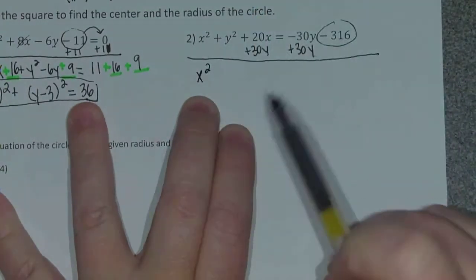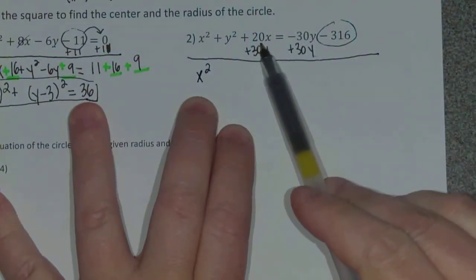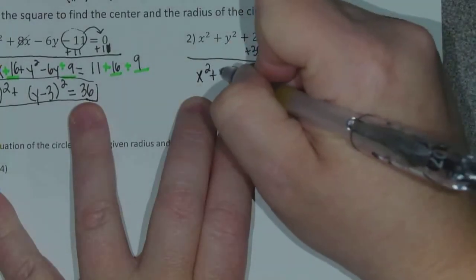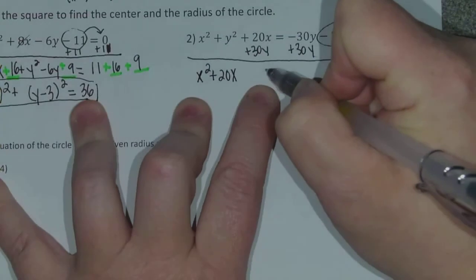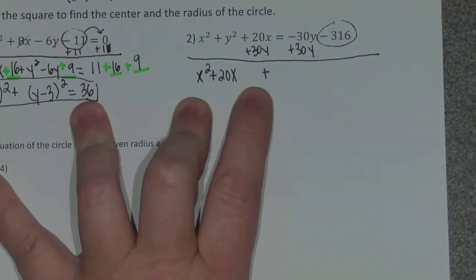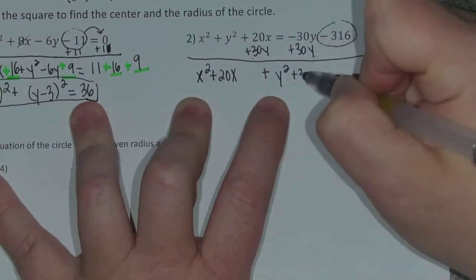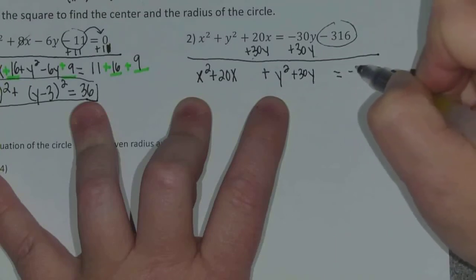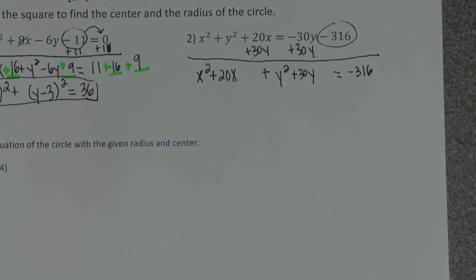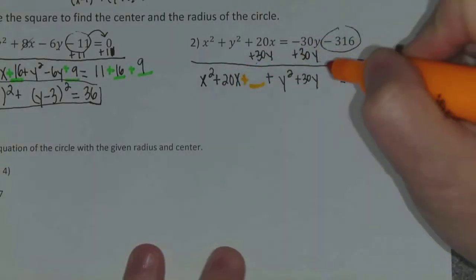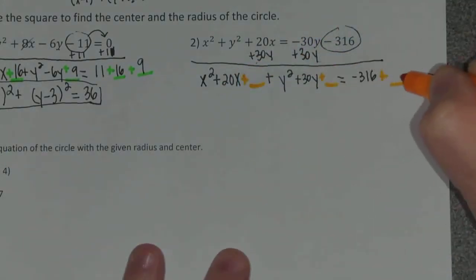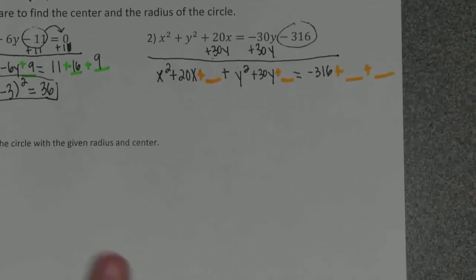It should be x squared. Then I should go plus 20x, right? I'm going to leave a little bit of space there because now we know we're going to be adding some numbers there, right? And I'm going to do my y squared, and then I'm going to do plus 30y. And I know that's going to be equal to a negative 316. Now again, just like the last problem, I'm going to add a number here. I'm going to add a number here, which means I'm adding two numbers over here, because if I do it to one side of my equation, I have to do it to the other side.